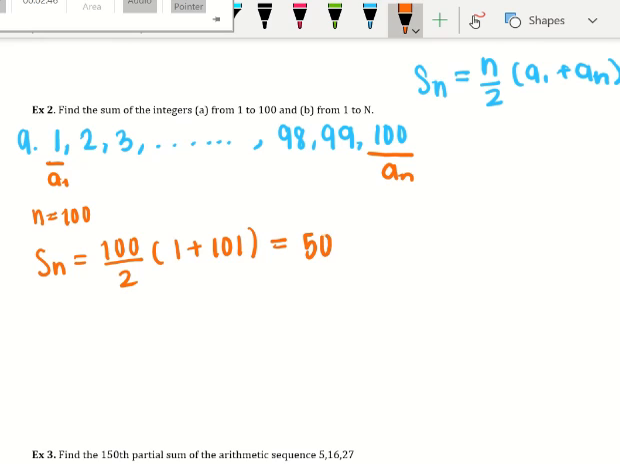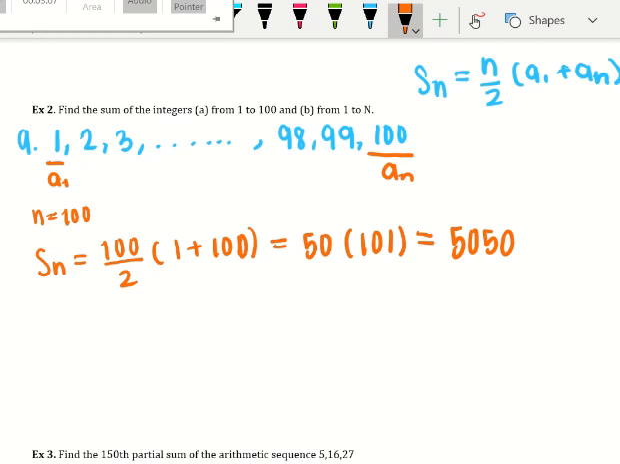And we're going to plug everything in now. Okay, so we're going to get 50, times 101, and then that's going to give us 5050. So the sum from 1 to 100 is 5050.